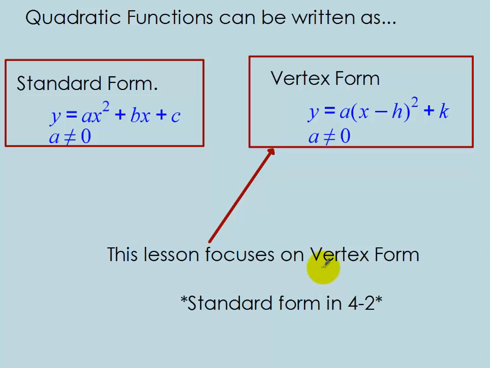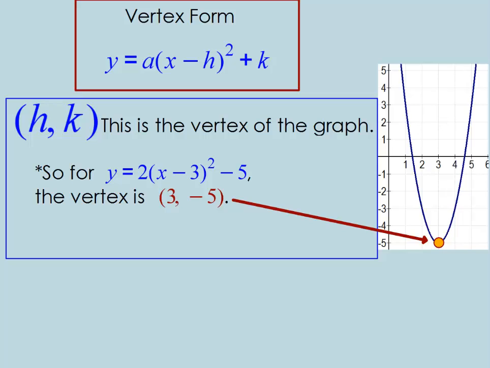Now there's two different forms of quadratic functions that we can graph from, standard and vertex. This video is on vertex form. Standard form is in the next video. In vertex form, here is what the equation looks like. y equals a times the quantity x minus h squared plus k.